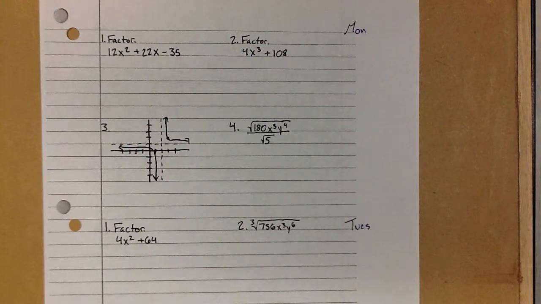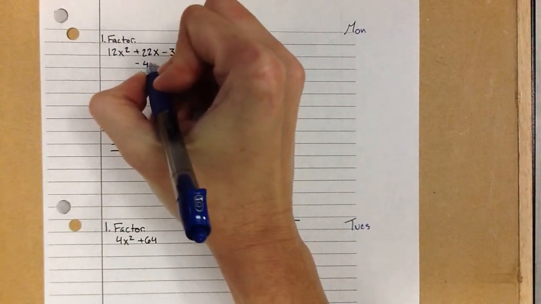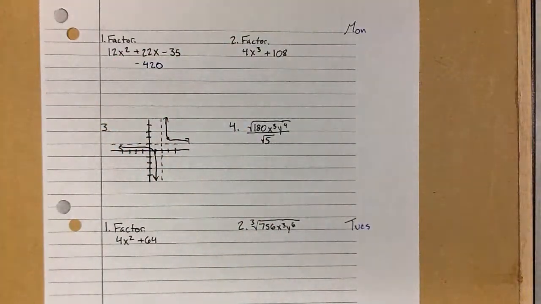So the first one says that we need to factor. Okay, so we check to see if they have anything in common. Do these have anything in common? No. So what's the next thing I do? 12 and negative 35. Okay, and then what do I get when that happens? Negative 420.